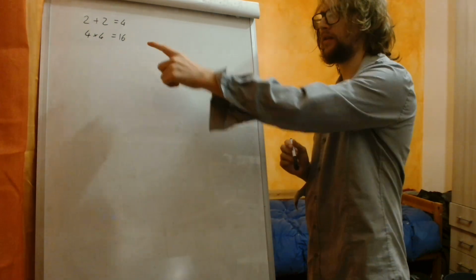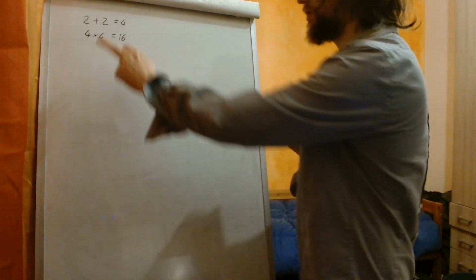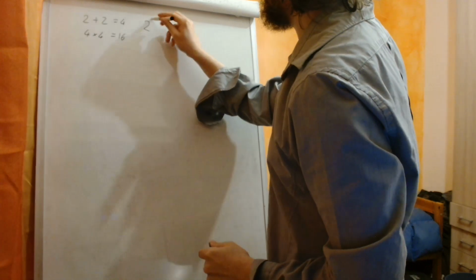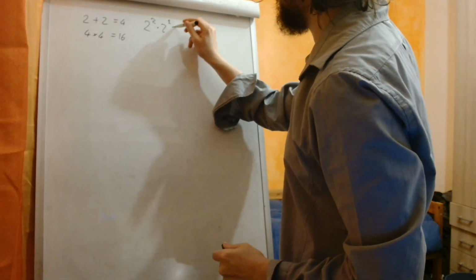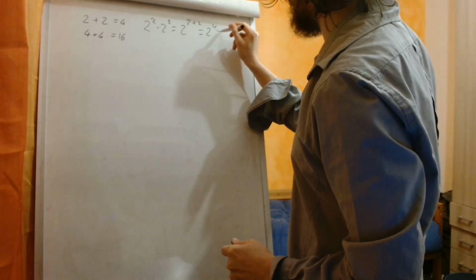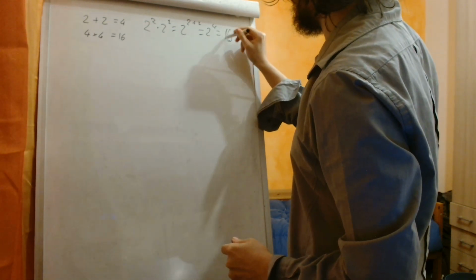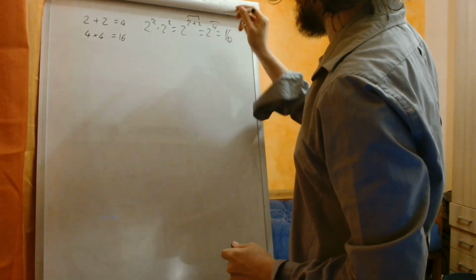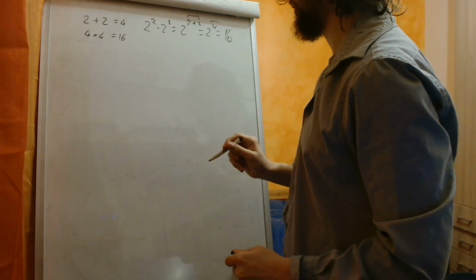Hi there! These are the same operations. In fact, doing this is equivalent to doing 2 to the 2 times 2 to the 2, which is 2 to the 2 plus 2, which is 2 to the 4, which is 16. So the operation we did here is exactly this.